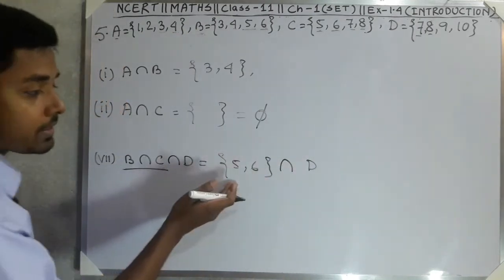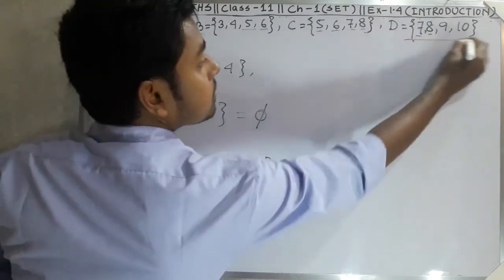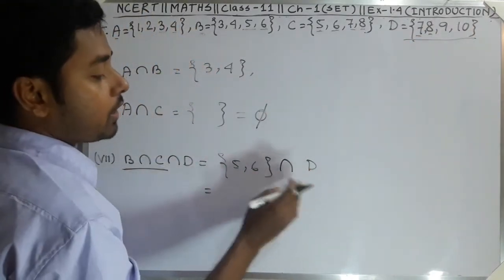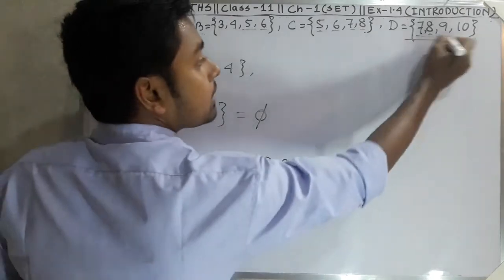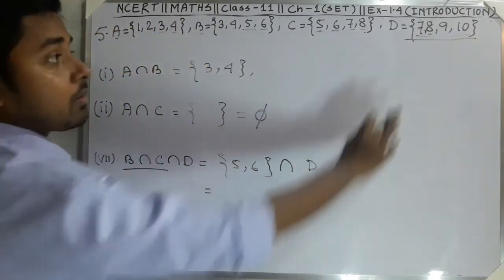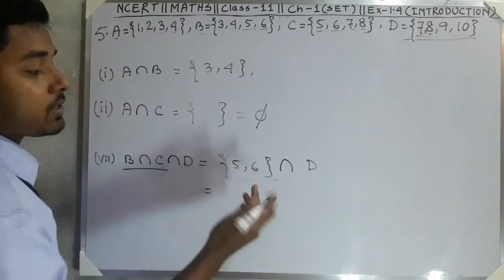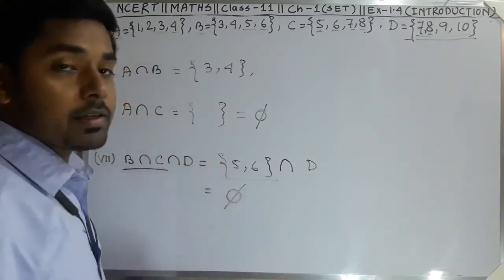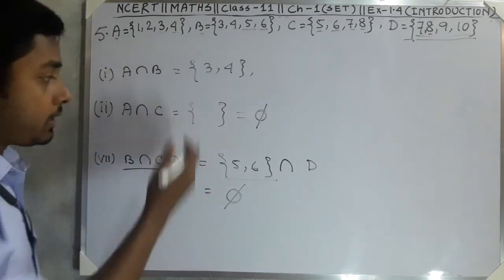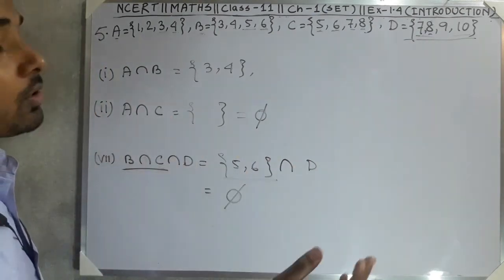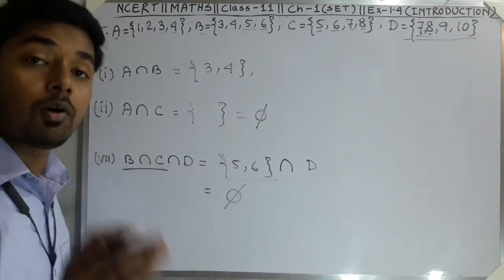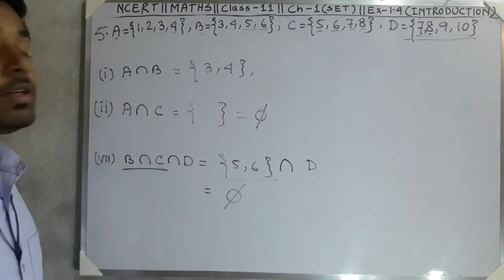Intersection D. Now this set and D is equal to 7, 8, 9, 10 and 5, 6. So what are the common elements of this set and this set? 7, 8, 9, 10, 5, 6. No common element. That means what? Empty set. Like this way you have to find out all the questions. I have taken the 3 questions here, but you have to solve all the questions. So pause the video to note it down.